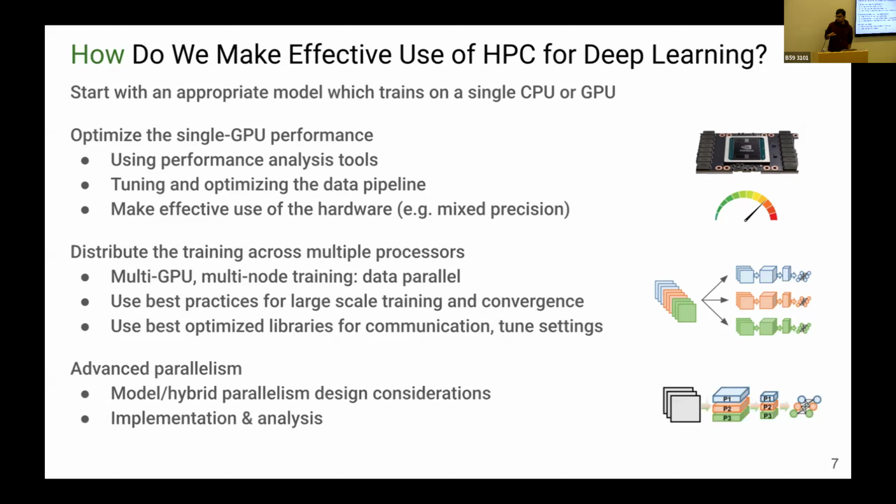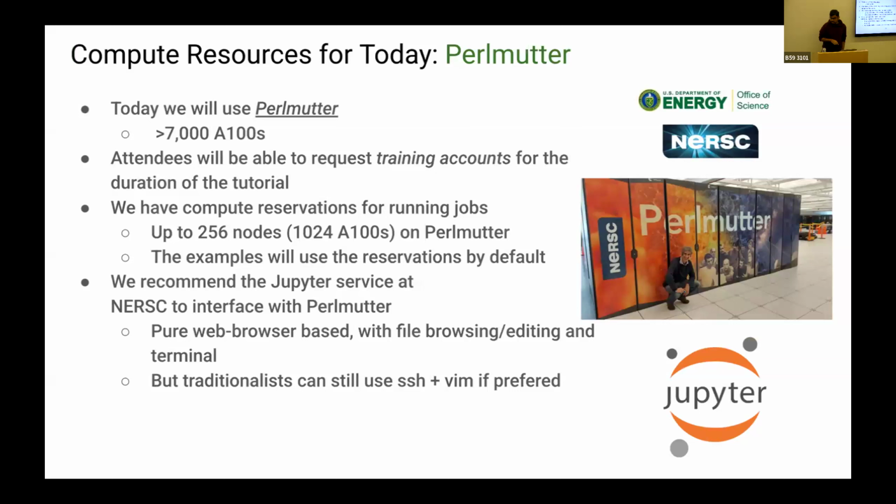And then if you're really going into much bigger problems, like, for example, large language models, then you would want to think about advanced parallelization strategies, and these will include model and hybrid parallelism. You have to think about the design considerations for this, how do we actually implement them, and analyze where your performance bottlenecks will be coming. And that's what we're going to be doing today and tomorrow.